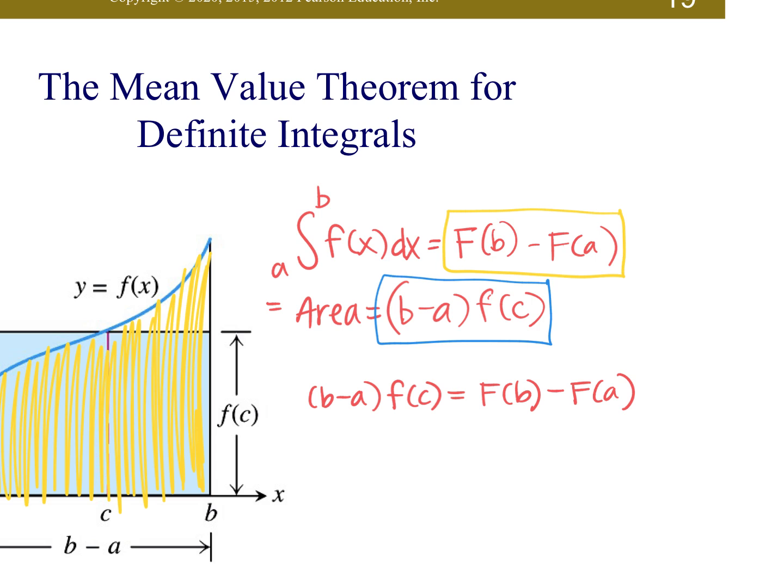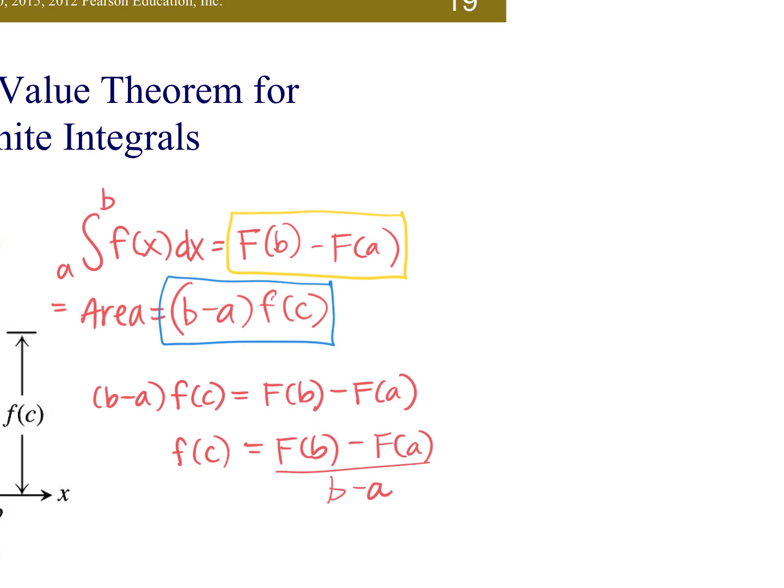What does the fundamental theorem, the average value, the mean value theorem say? It should start with f of c. So how do you get f of c by itself? Divide. And so f of c by itself is capital F of b minus capital F of a over b minus a. So we've just proved what we said, okay? Which is, this part is found by the integral over the interval.